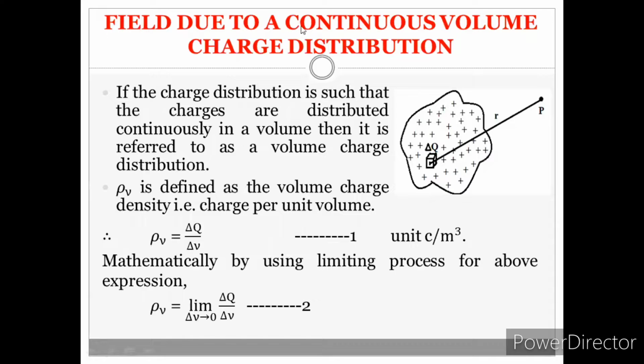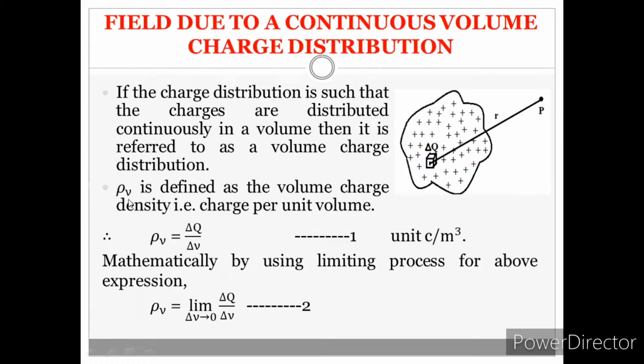First, let us see field due to continuous volume charge distribution. What is the meaning of that? Observe a random shape in which the charges are distributed continuously. To calculate the electric field intensity of this charge at the point P, we need to see the effect there. If the charges are distributed continuously in a volume, then it is referred to as volume charge density.